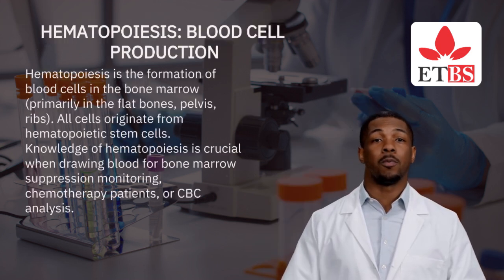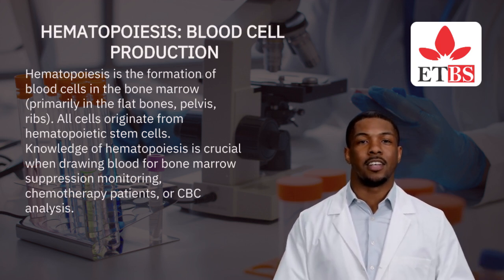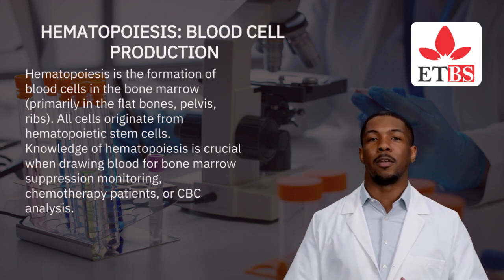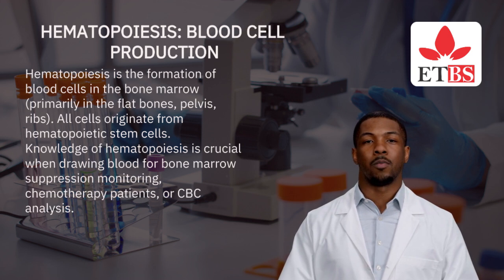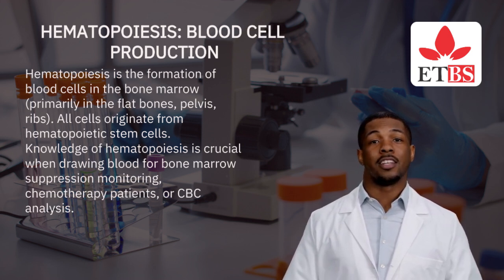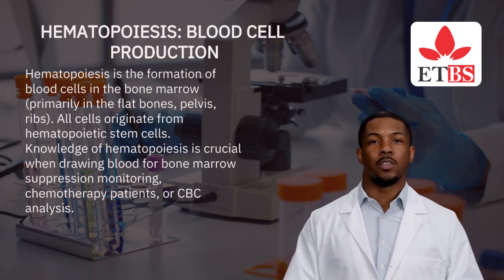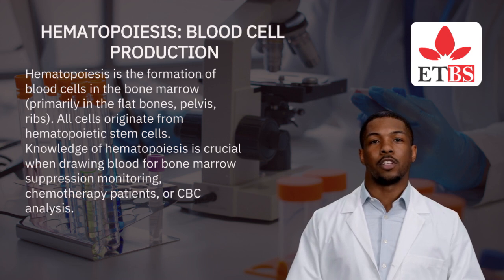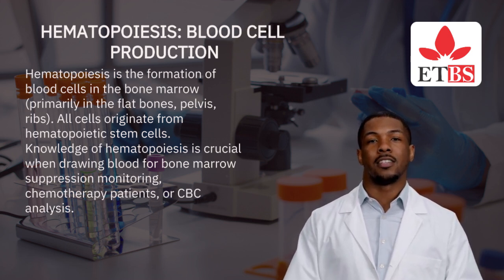2.6 Hematopoiesis, blood cell production. Hematopoiesis is the formation of blood cells in the bone marrow, primarily in the flat bones, pelvis, and ribs. All cells originate from hematopoietic stem cells. Knowledge of hematopoiesis is crucial when drawing blood for bone marrow suppression monitoring, chemotherapy patients, or CBC analysis.